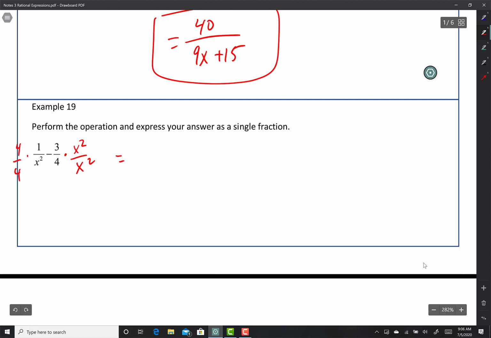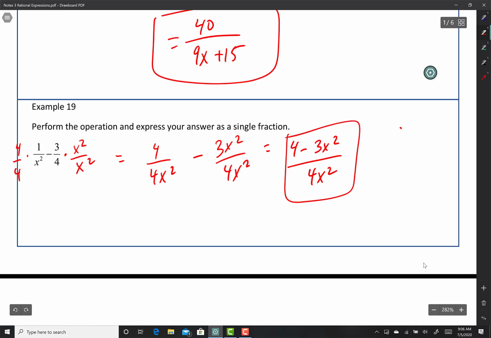And when I do that, I'm going to have 4 over 4x squared minus 3x squared over 4x squared. And now that the denominators are the same, I can go ahead and combine them. 4 minus 3x squared over 4x squared. And that's it, guys. We're done. Yay. Isn't that awesome? All right. I don't see any errors. I think we can continue.